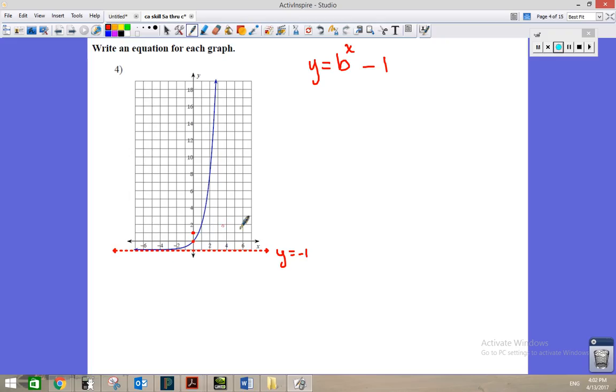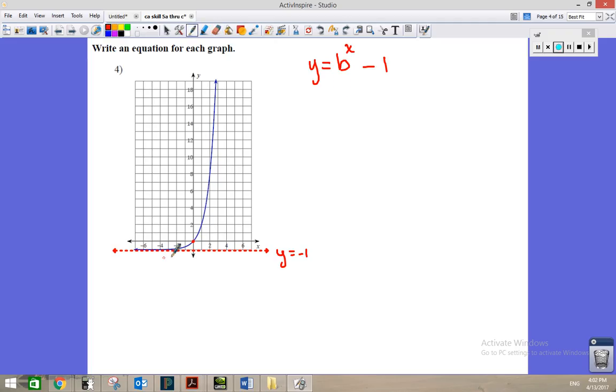Alright, so it doesn't appear like there's been any transformation to the left or to the right. Transformations to the left or right, I would have added or subtracted some value directly to that x. We're not doing that here. So now, if I can just find another point that's on the graph and use it to determine what this b is, I'll have my answer.